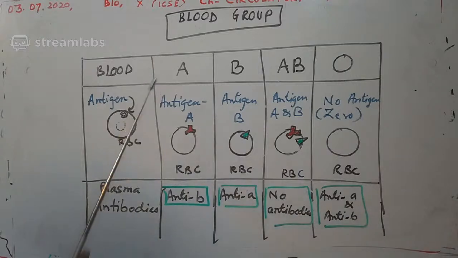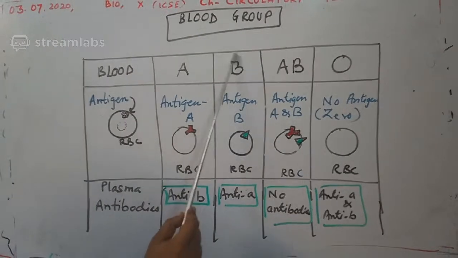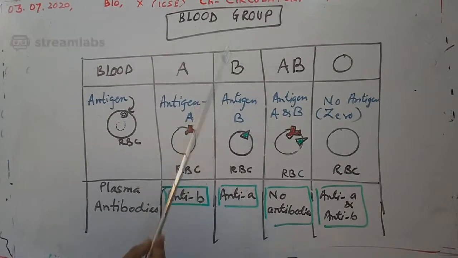So if I'm saying somebody's blood group is A, it means in their RBC antigen A is present, and in their blood plasma antibody B is present. If I'm saying somebody's blood group is B, it means on the RBC surface there is antigen B, and in the blood plasma there is antibody A. It means A has antibody B, B has antibody A.